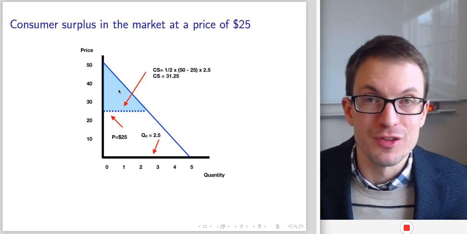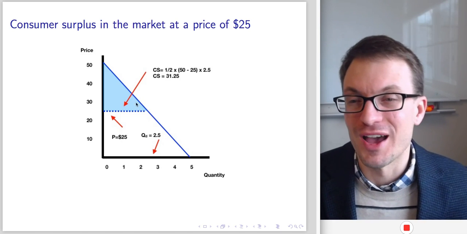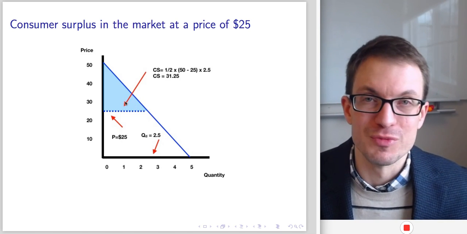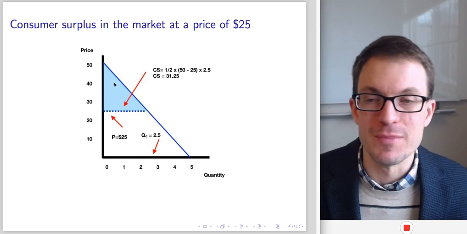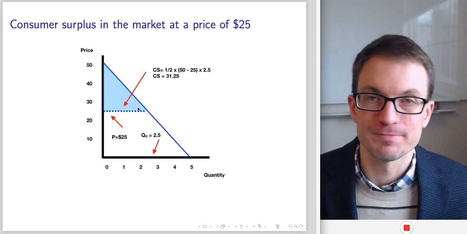And yes, this is different than what we found before. One of the reasons is that now we're assuming, rather than just 5 consumers, that we have a lot. We have maybe 5,000 or 500,000 or 5 million or something like that. We have a lot of consumers.